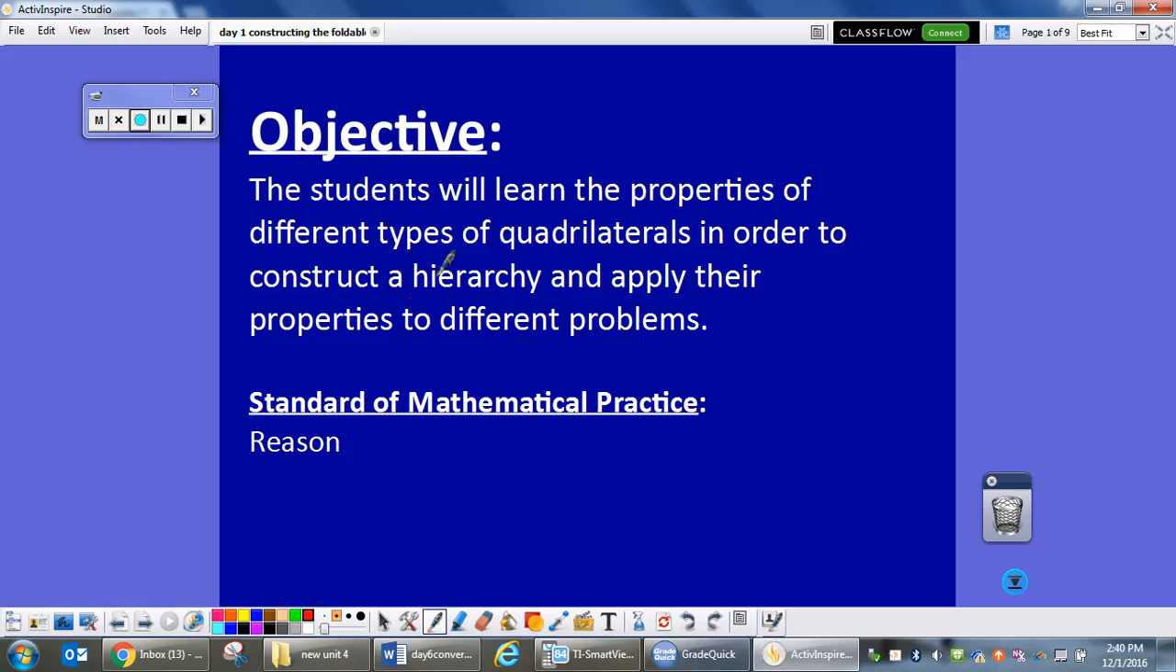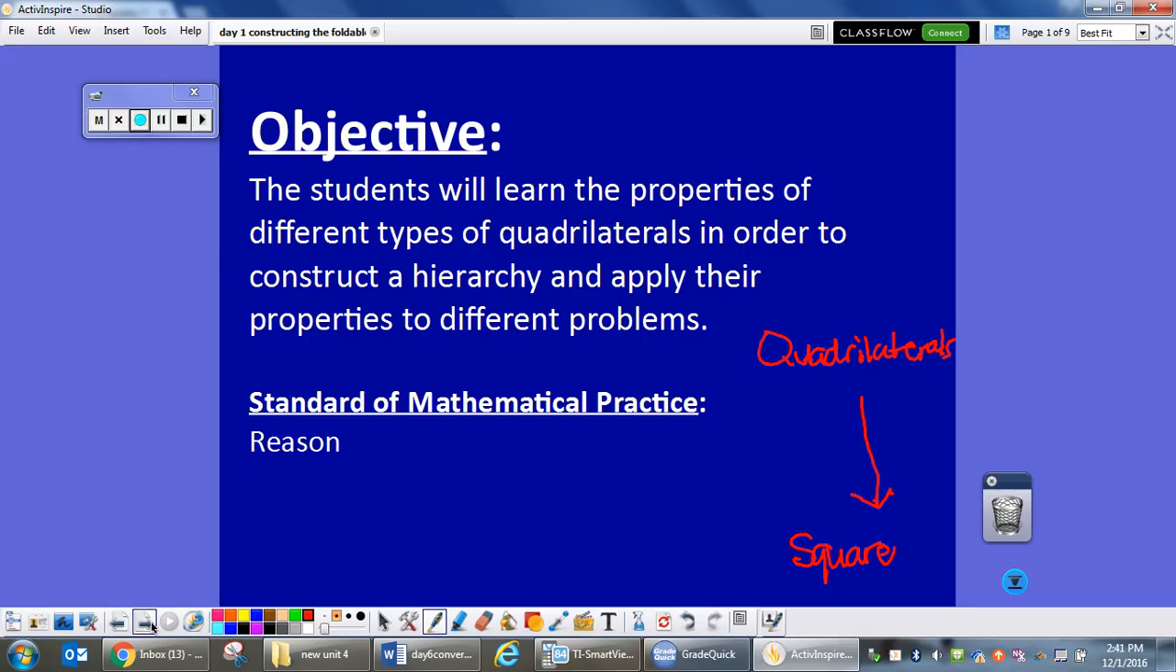So a hierarchy is just a ranking of stuff, I guess. So at the top you have the most general. So we're going to start with quadrilaterals, and then as you go down you get more and more specific. Okay? So we're going to end with square, which is the most specific quadrilateral. Okay? So you should all have the outline of your foldable and all the properties that go with it.